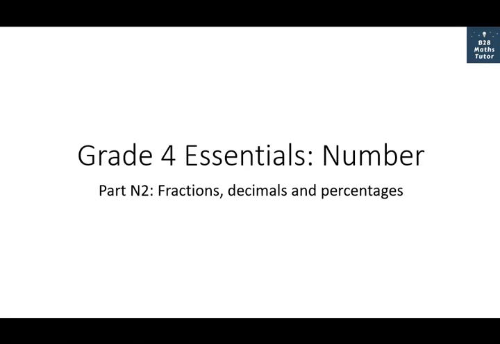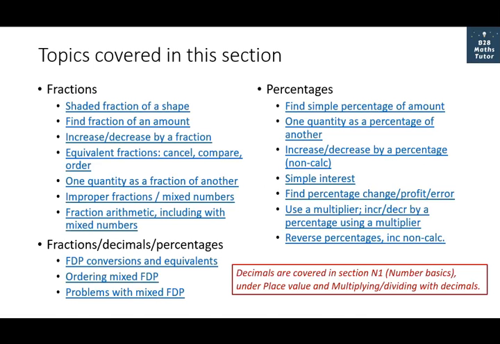This is section 2 of the number module, and we're looking at fractions, decimals, and percentages. In fact, it's mostly fractions and percentages that we're looking at in this section because we've already covered most of the work on decimals in the first section. The only place that decimals come in here is when we're looking at the relationship between the three forms. And this is really part of the ratio and proportion part of the spec.